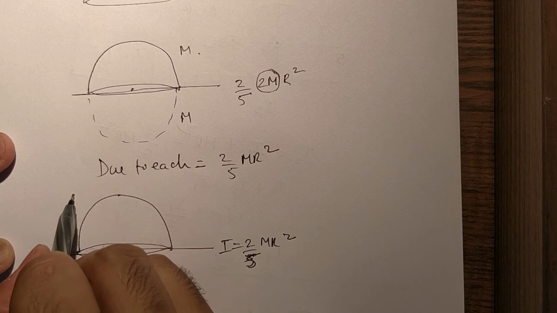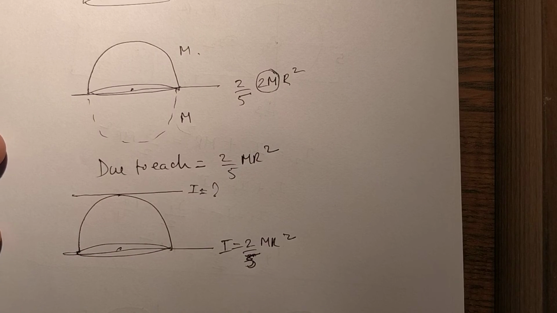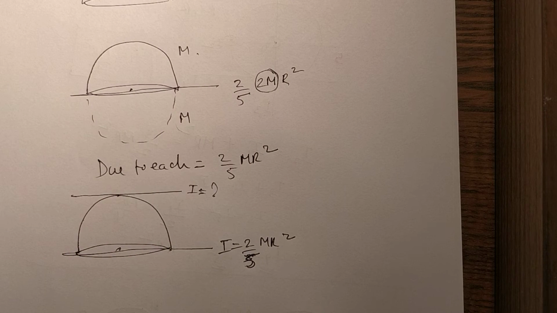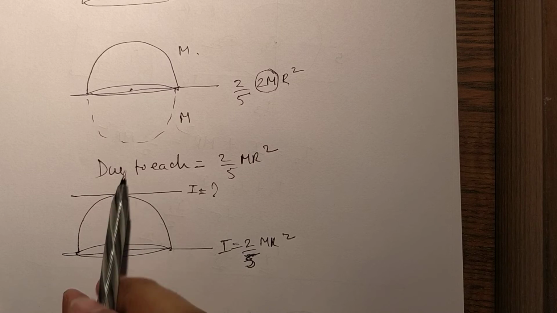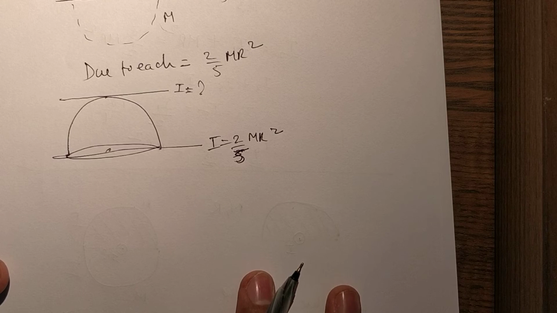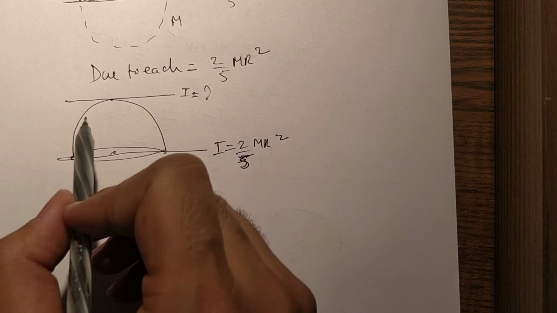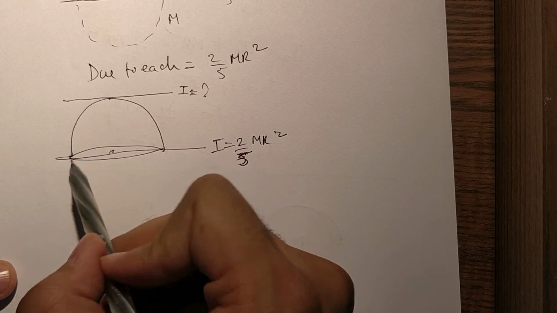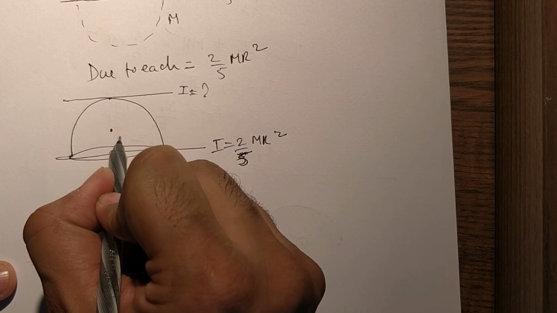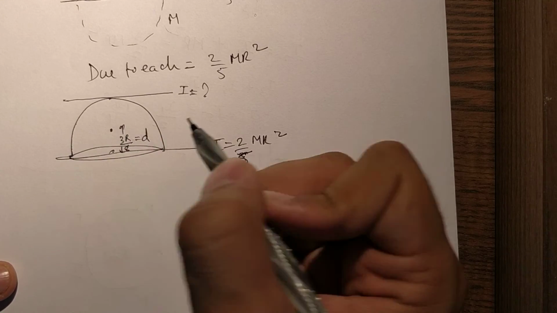Now using this, can I directly find the moment of inertia about this axis, because these two are parallel? The answer will be no. Why? Because none of the axes is passing through the center of mass. We know that in order to apply the parallel axis theorem, one of the axes must be passing through the center of mass. So for that, one little innovation we have to do: we have to find where the center of mass is located. We very well know that for a solid hemisphere, the center of mass is at a distance 3r/8. Let's call it d.